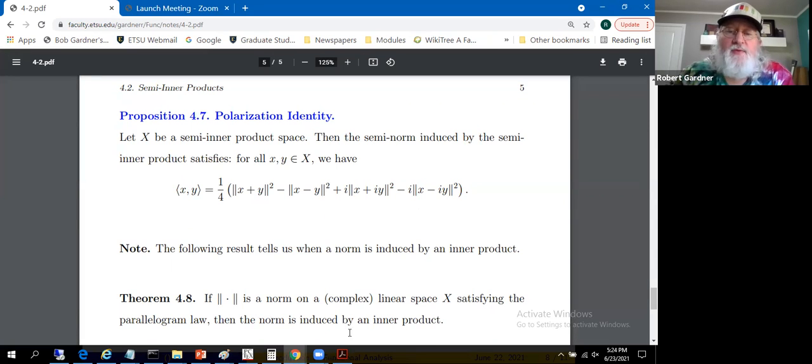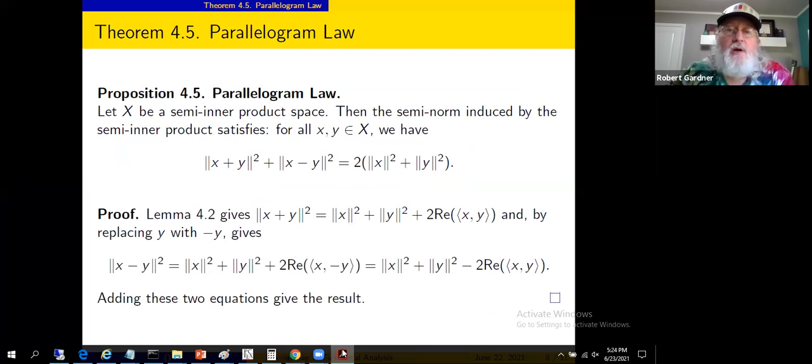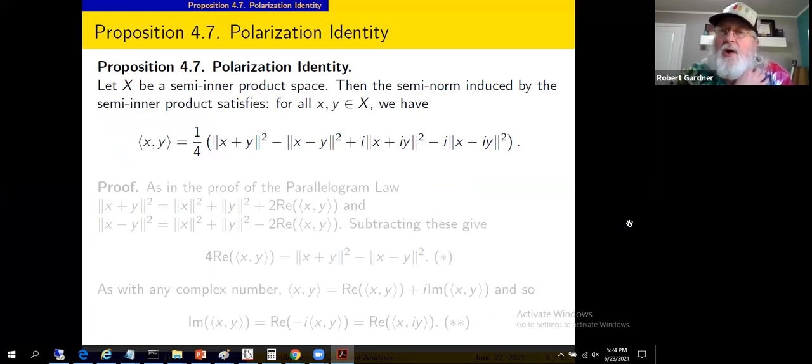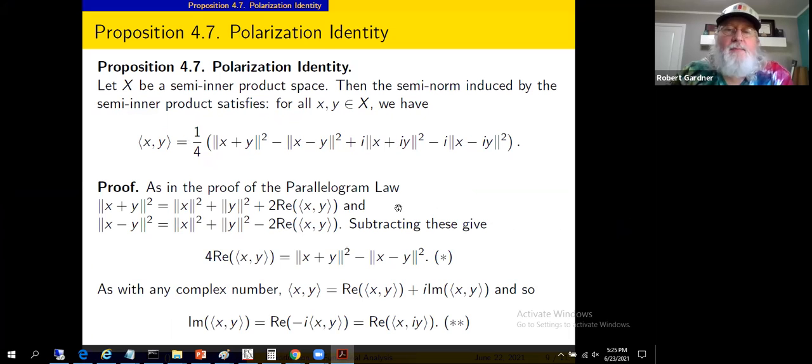Let's go through the proof of that. Also not complicated, it's a little bit longer. It's a more involved equation. But in the parallelogram law, we saw exactly these two things. It was the basic identity and then the basic identity with y replaced with negative y. We added these together, and that's where the parallelogram law came from.